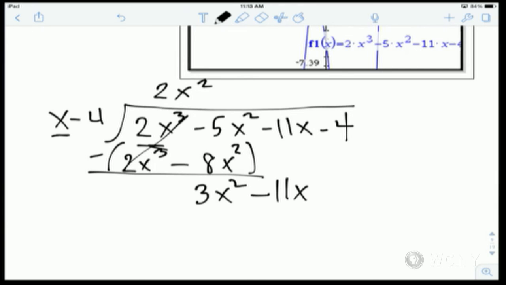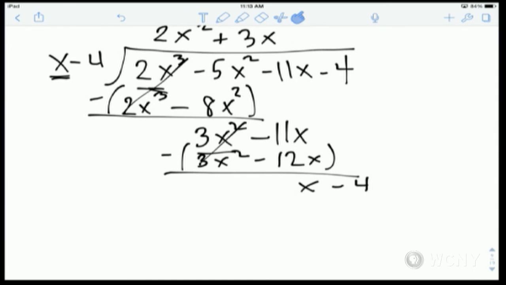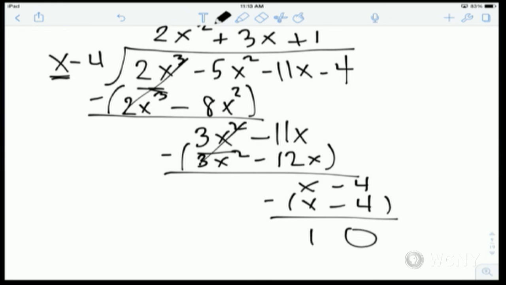Now decide what you multiply x by to give you 3x squared. That's positive 3x. 3x times x is 3x squared. 3x times negative 4 is negative 12x. Subtract the entire expression. The 3x squareds cancel. Negative 11x minus negative 12x is positive x. Bring down the minus 4. And x minus 4 times positive 1 gives you x minus 4. Subtract that entire expression, and you're left with a remainder of 0.